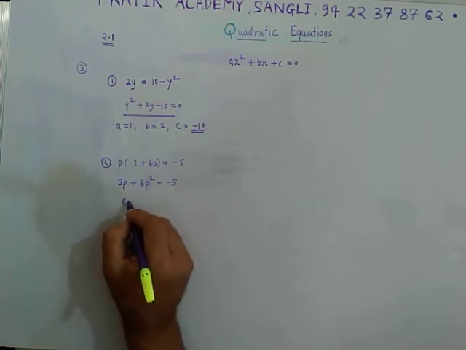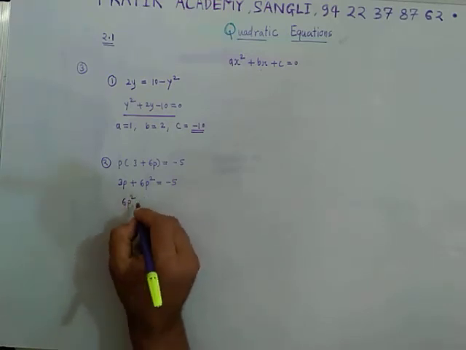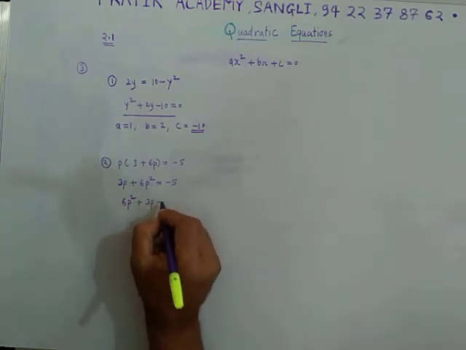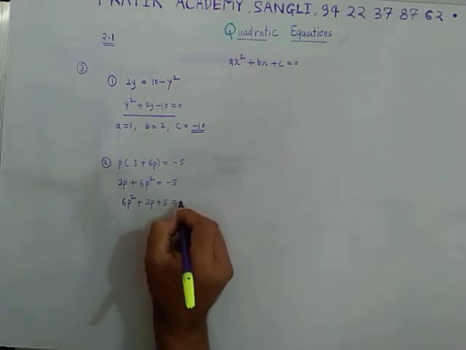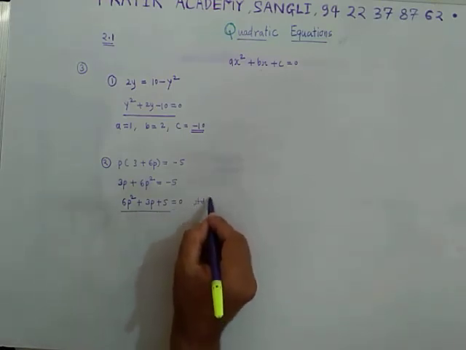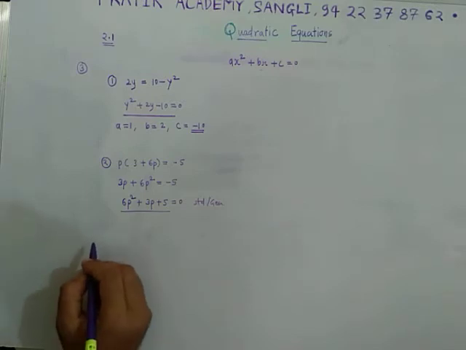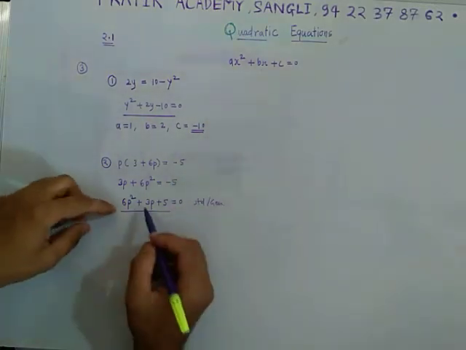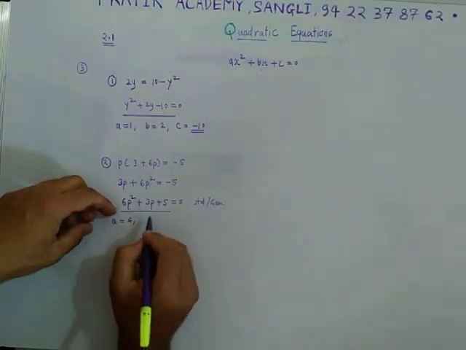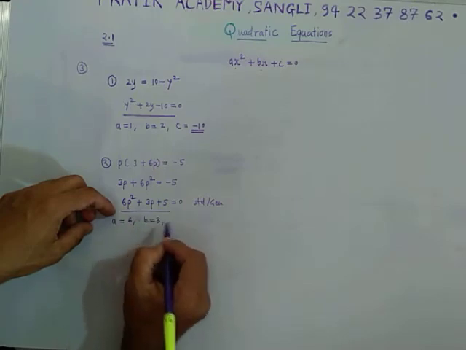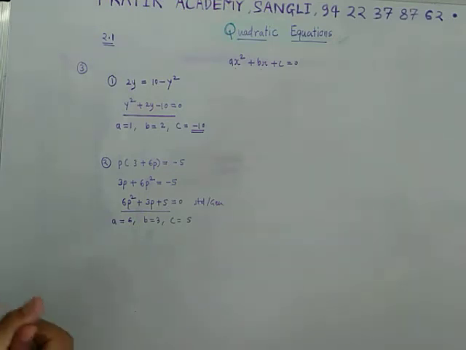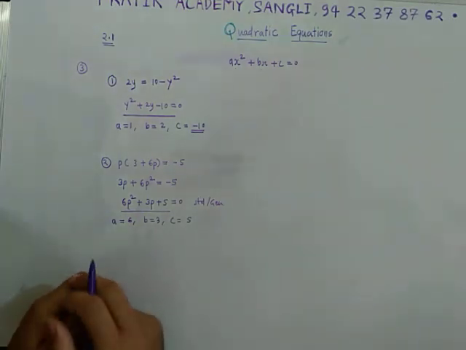We require the first quadratic term 6p², then the linear term 3p, and plus a constant, equal to 0. So this is the standard or general form. And now we have to find a, b, c. So by simply comparing this equation, we get that a is equal to 6, b is equal to 3, c is equal to 5. Okay, so again let's take another example.